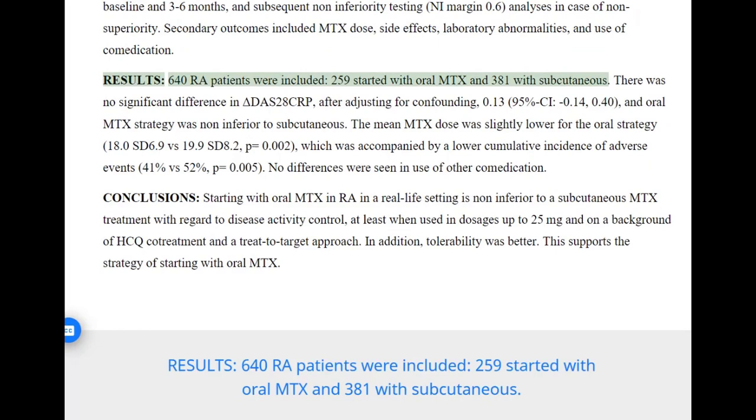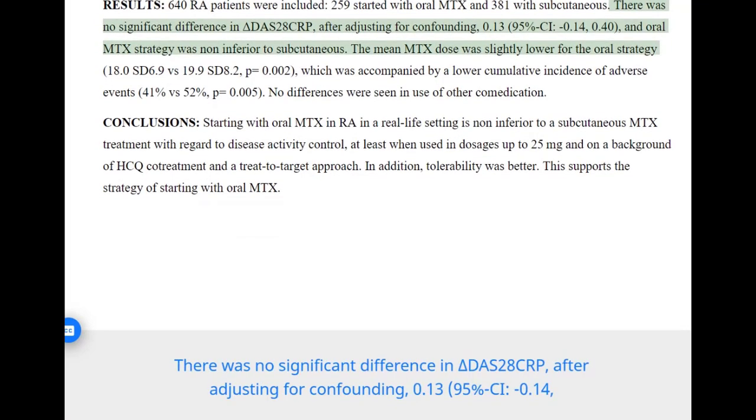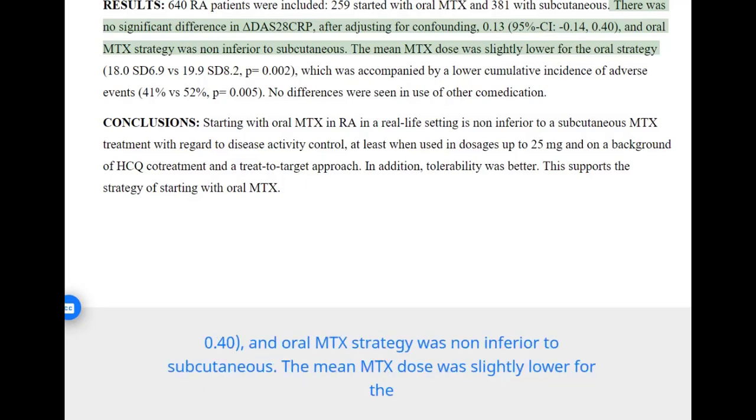Results: 640 RA patients were included, 259 started with oral MTX and 381 with subcutaneous. There was no significant difference in DAS28-CRP after adjusting for confounding, 0.13, 95% CI, minus 0.14, 0.40, and oral MTX strategy was non-inferior to subcutaneous.